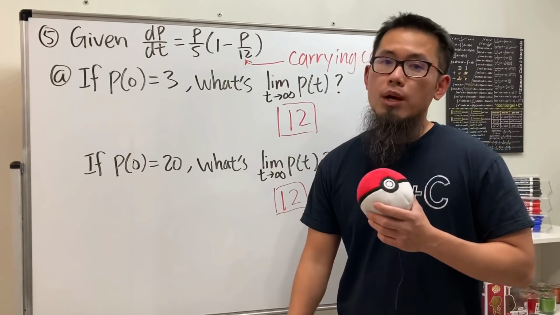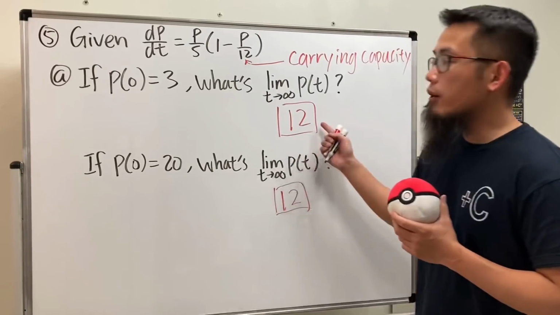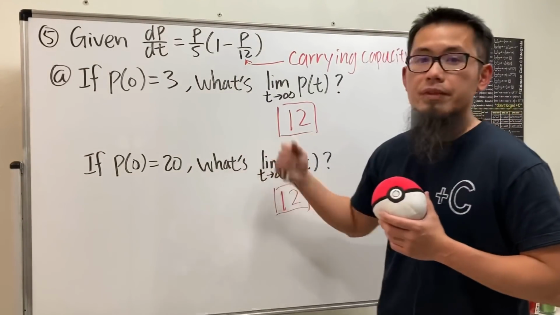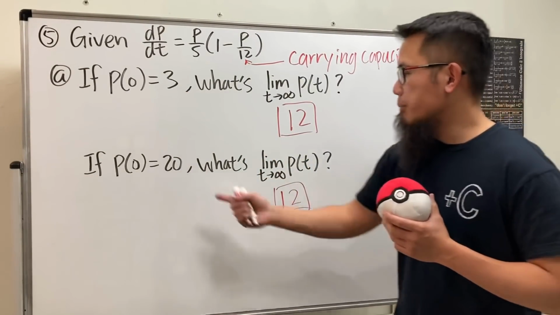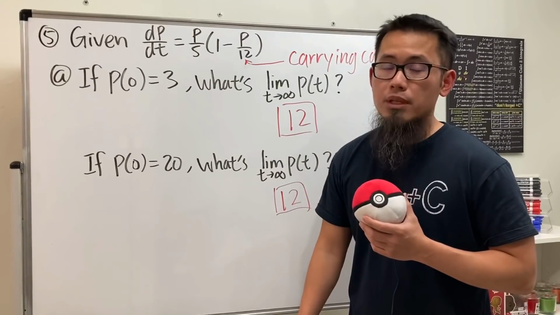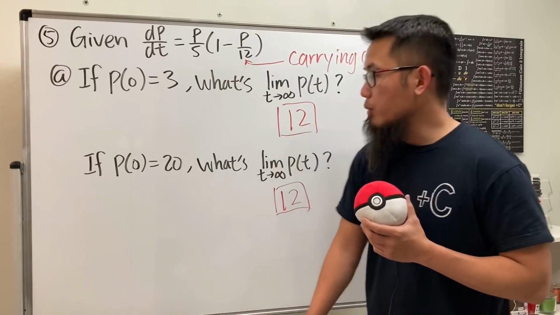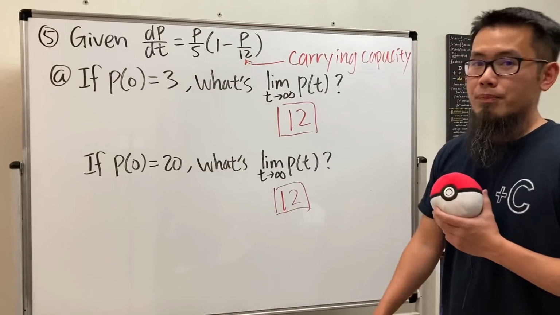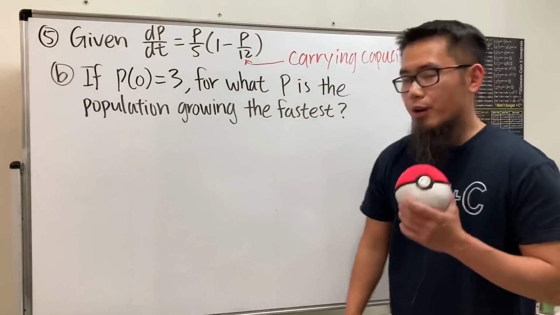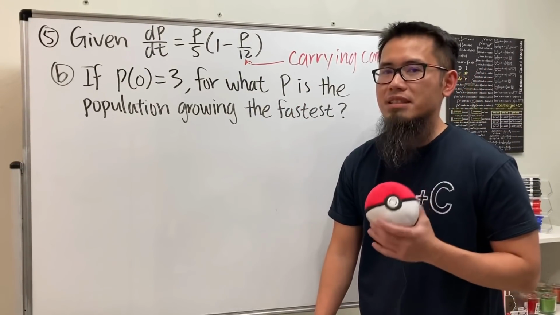I still remember what I did. I had 12, and then for the 3, I put down 15. I had the 12, and then I put down the 20 as well. Altogether, I put down 32. Don't do that. Yeah, don't do that. It's just 12. Why did I do that? I don't know.